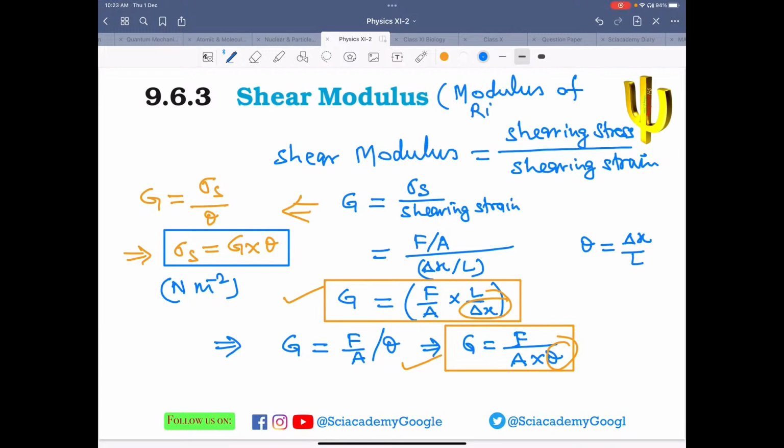So modulus of rigidity or shearing modulus are the same thing. Friends, the numerical problem based on these concepts I will solve in the next lecture. Till then, you revise these concepts and remember the formula.